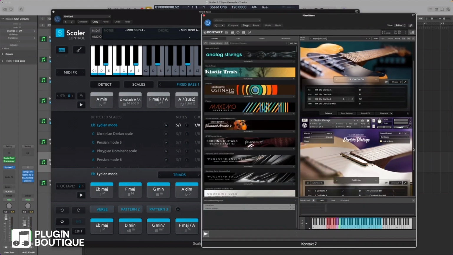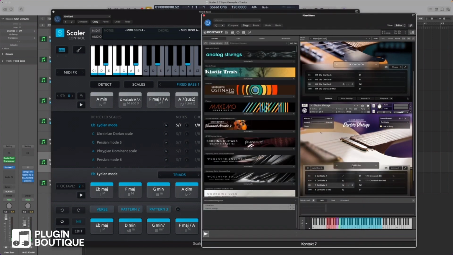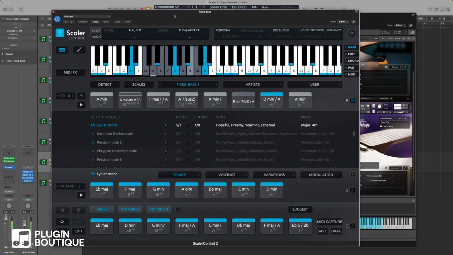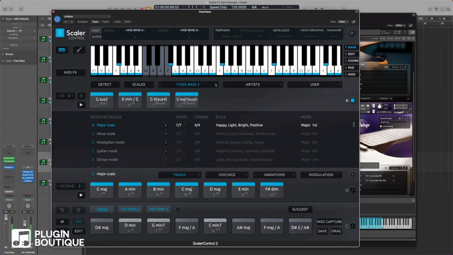And that means, for example, I could change this electric vintage here. I could go road trip. And they're all the same. Basically, the bass stays the same.